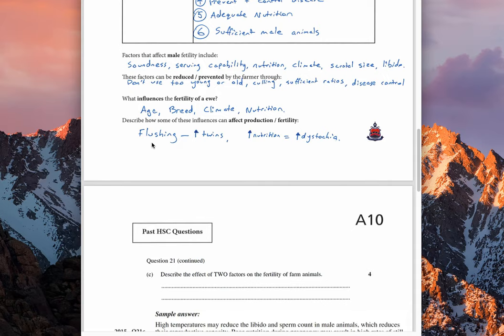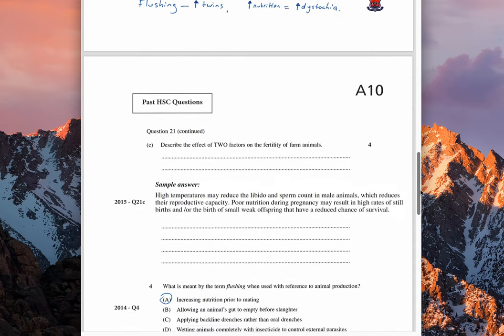We know that if we flush an animal, a ewe for example, by giving it a high amount of nutrition prior to joining or mating, it will increase the chance of twins and ovulation. And also we know increased nutrition late in pregnancy can lead to an increase in dystocia.